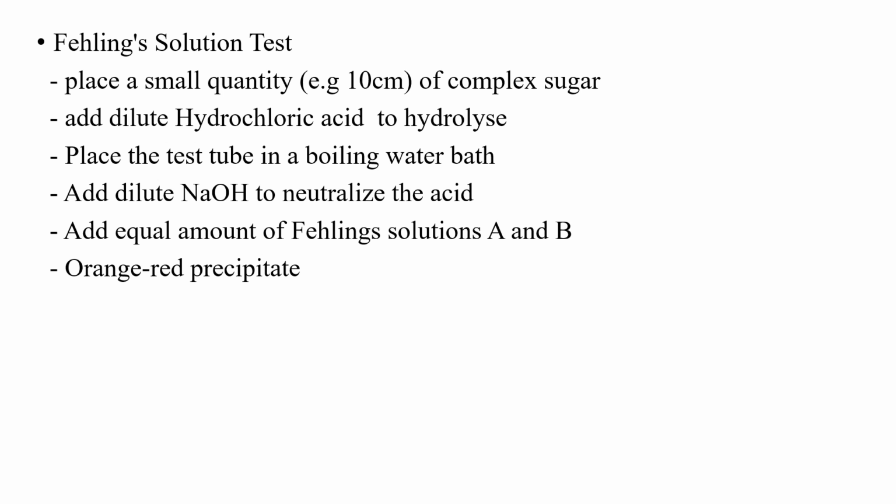Then later you add Fehling solutions A and B in equal amounts. That is, if you are adding 10 centimeter cube of Fehling solution A, you add the same 10 centimeter cube of Fehling solution B. But Fehling solution A will first be added to the solution, then later Fehling solution B. You are going to get orange red precipitate, which indicates the presence of reducing sugar.